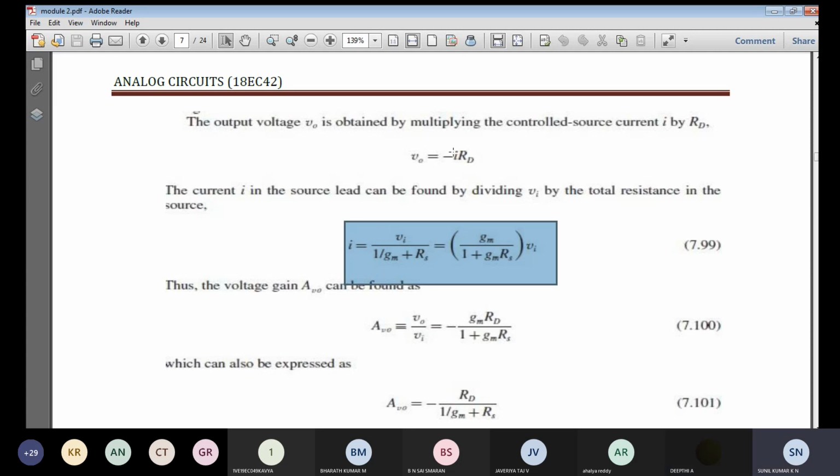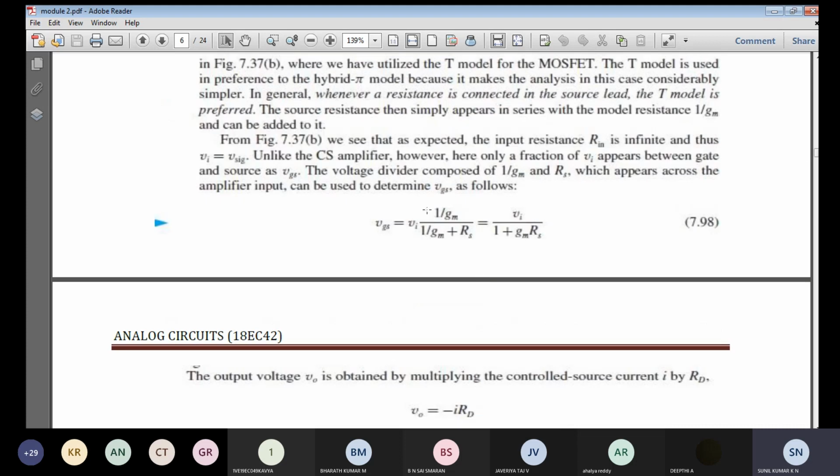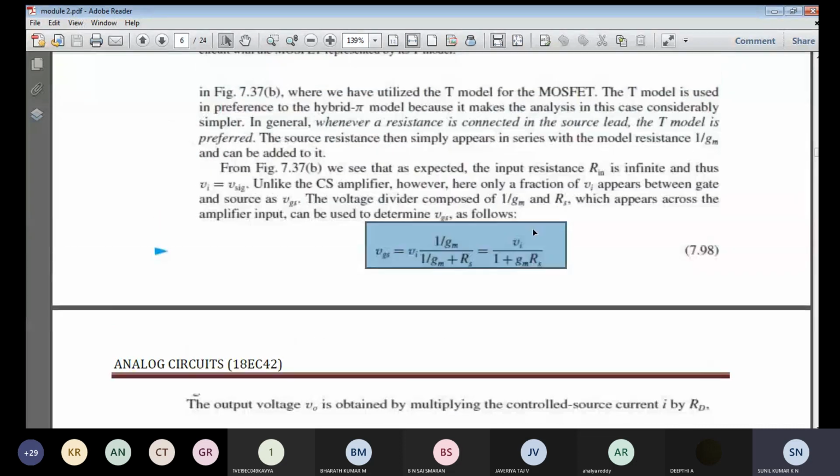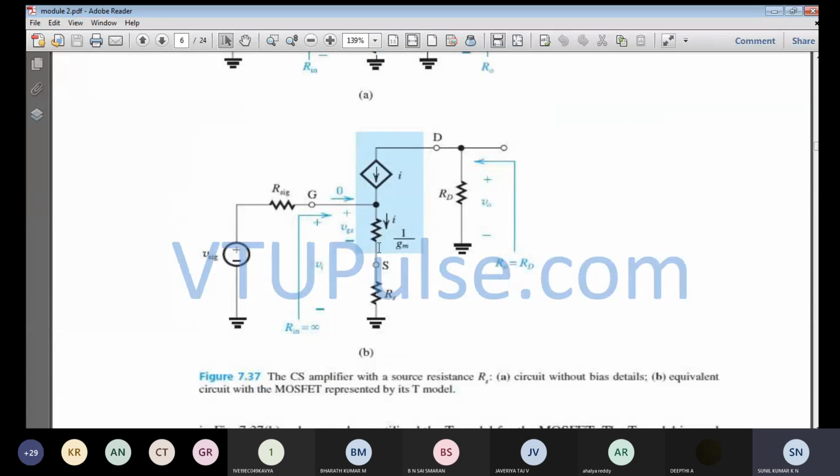So we are going to obtain the relation between the current and the input voltage, that is the transconductance relation. How do we start? We start by finding the VGS value. Then, once VGS is known, what current flows between the drain and source? To find this, we first need to find the input voltage.